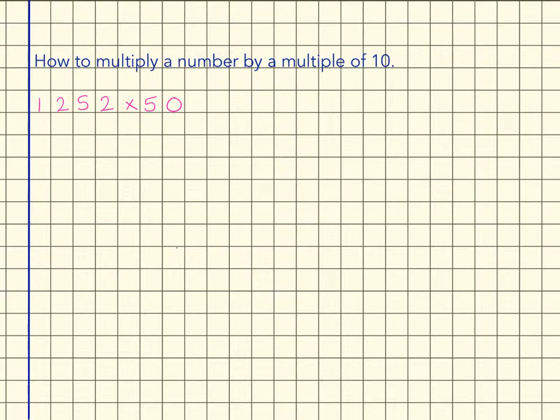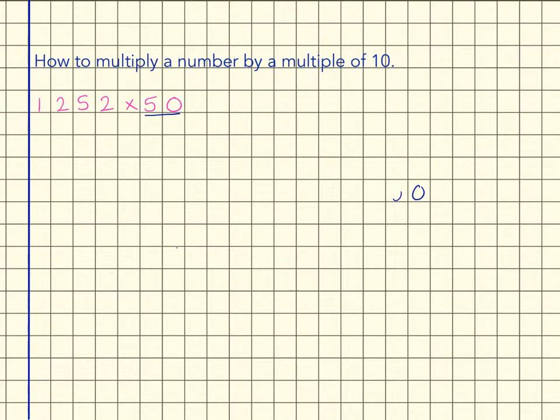How to multiply a number by a multiple of 10. Now when we say multiple of 10, in this case we're referring to the 50, because multiples of 10 are 10, 20, 30, 40, 50, 60 and so on all the way up. They keep going and going and going.